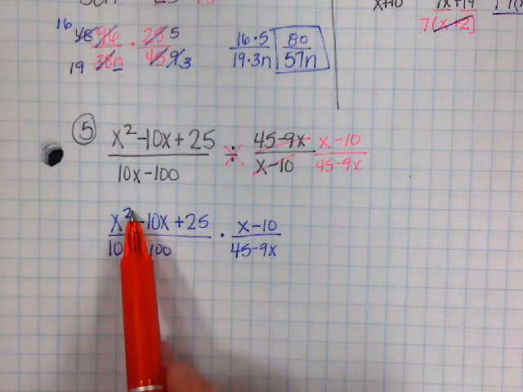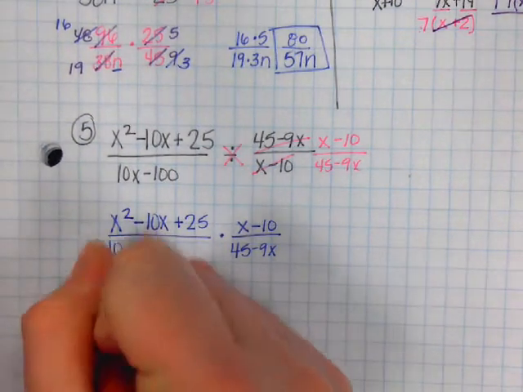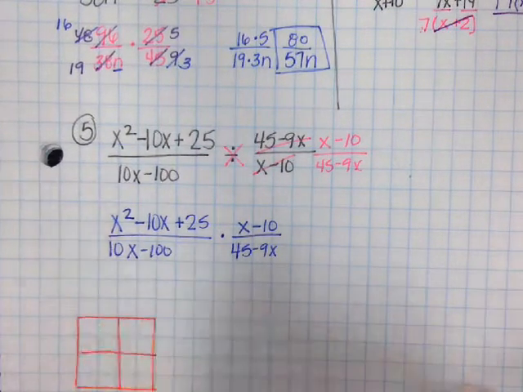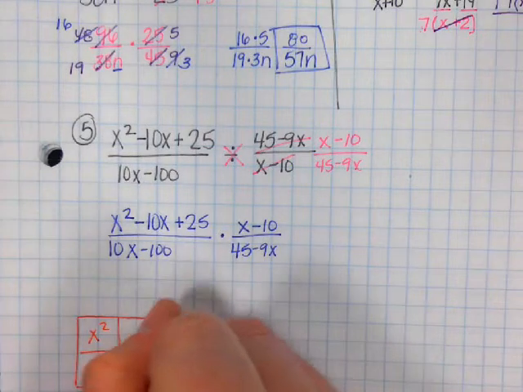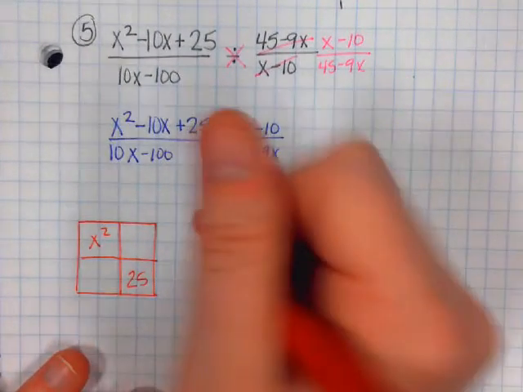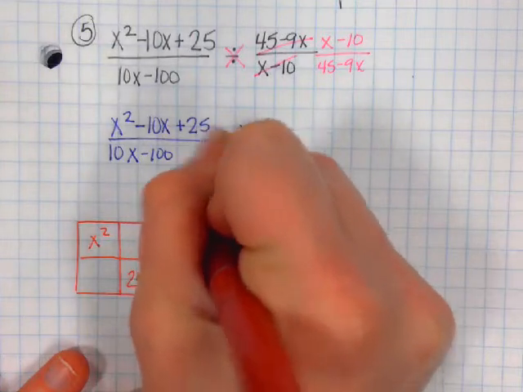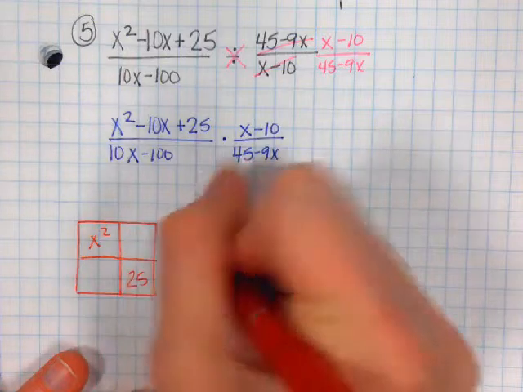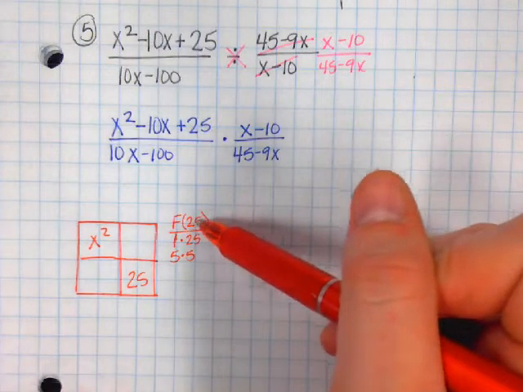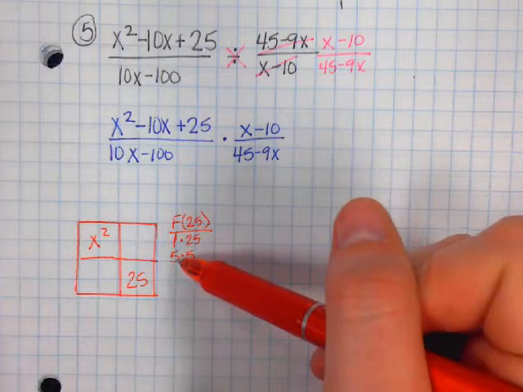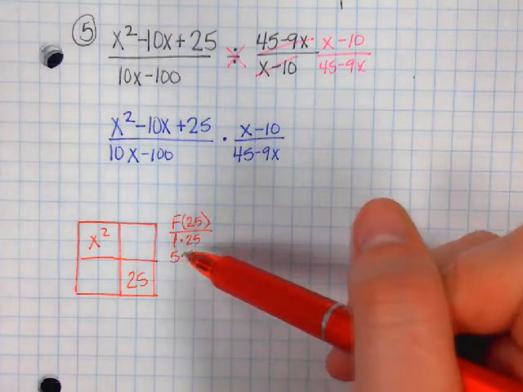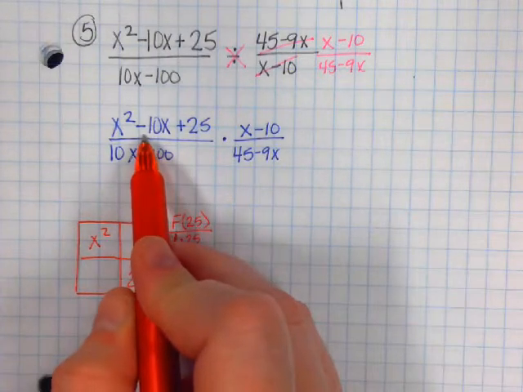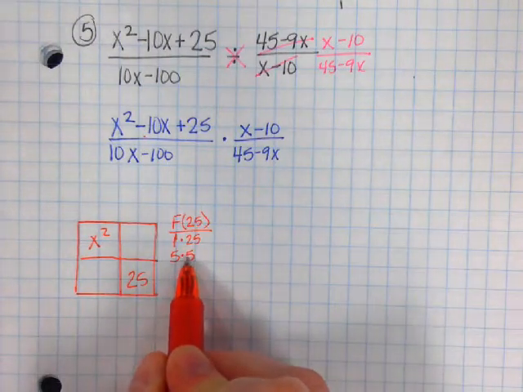Okay, now start simplifying. This one right here is a trinomial because there's an x squared. So I know I need to factor it so that I can get the two parentheses, or the two factors. X squared, 25. So I need the factors of 25. 1 and 25. 5 and 5. It's not divisible by 2. It's not divisible by 3. It's not divisible by 4. It's divisible by 5. And I don't have to keep going because it's 5 times 5.